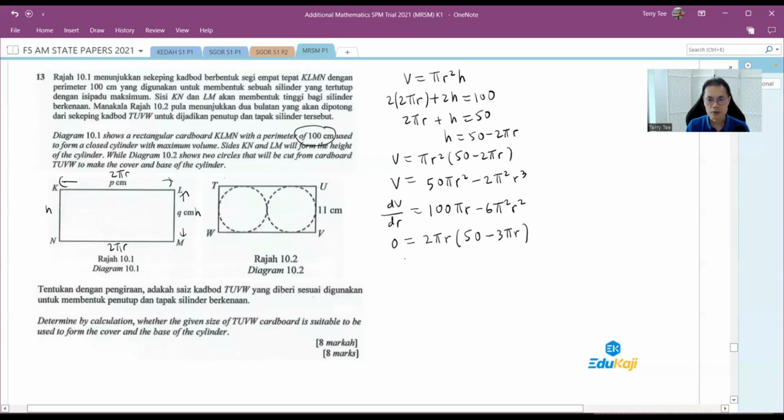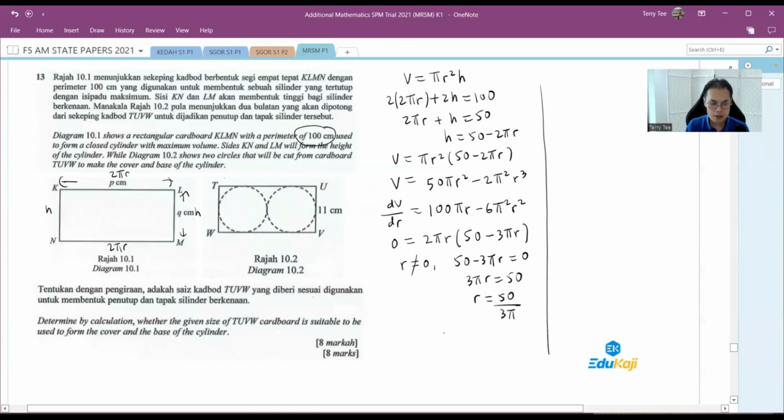Okay, at the turning point, when this is 0, you have 2 possible values of r. Your r is either 0 or your 50 minus 3 pi r is 0. Now we know r can't be 0. Your radius can't be 0. So your 3 pi r must be 50. Your r must be 50 over 3 pi.